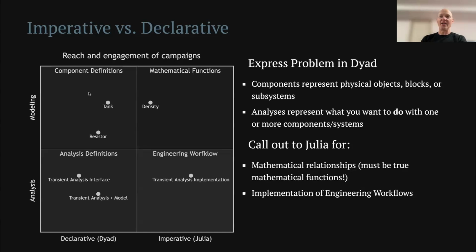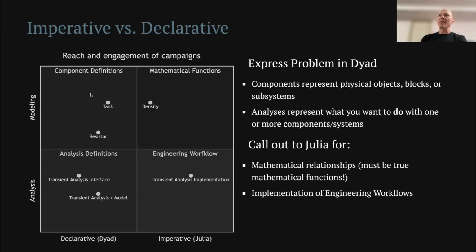So this column here, the left column, is the declarative part. And this is really the Dyad language. And I'll talk about this column in a second, but I just want to explain the lay of the land here. This is the declarative Dyad stuff. This is the imperative stuff, which means the Julia stuff.